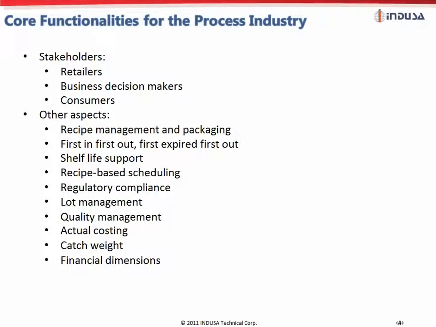Good morning, everyone, and thanks for attending this webinar. Let's first discuss the core functionalities for the process industry. These include the need for critical capabilities that exceed demands of retailers and consumers. An increased visibility and data accuracy for business decision makers is imperative. Process manufacturers need to adjust pricing, product in case of a recall, or adjust production scheduling to meet changing consumer needs. They also need to address recipe management and packaging.